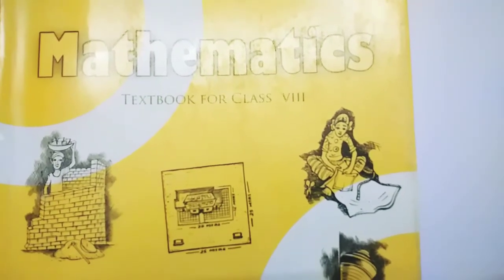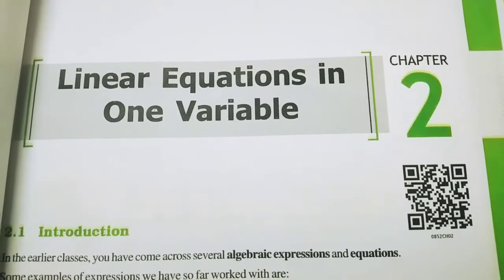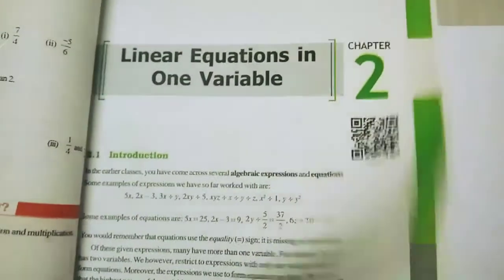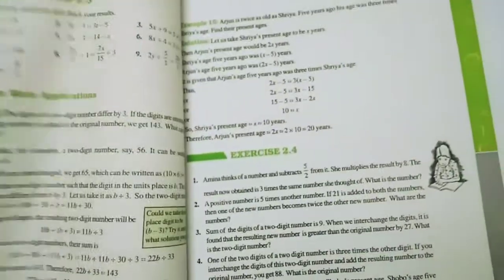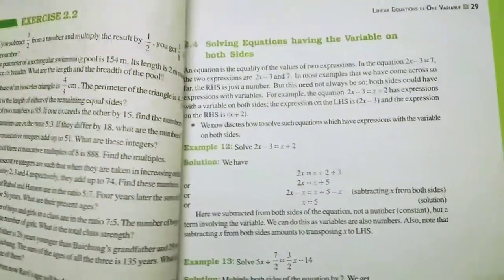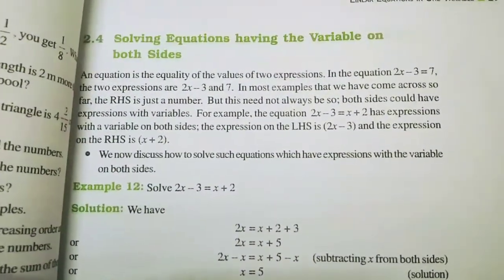Today we will start chapter number 2, that is linear equations in one variable. We have discussed exercise 2.1 and done all the questions, and exercise 2.2 is also done. So today we will discuss the next topic after exercise 2.2, that is solving equations having the variable on both sides.